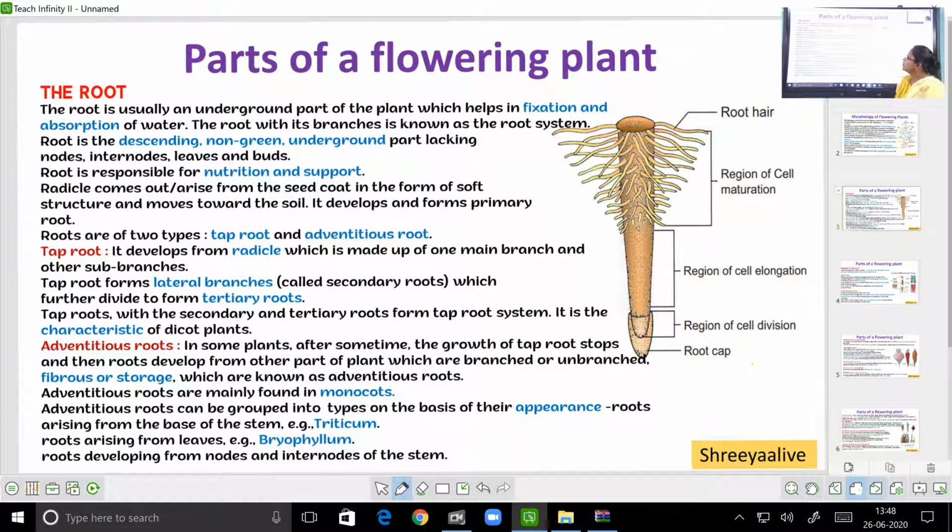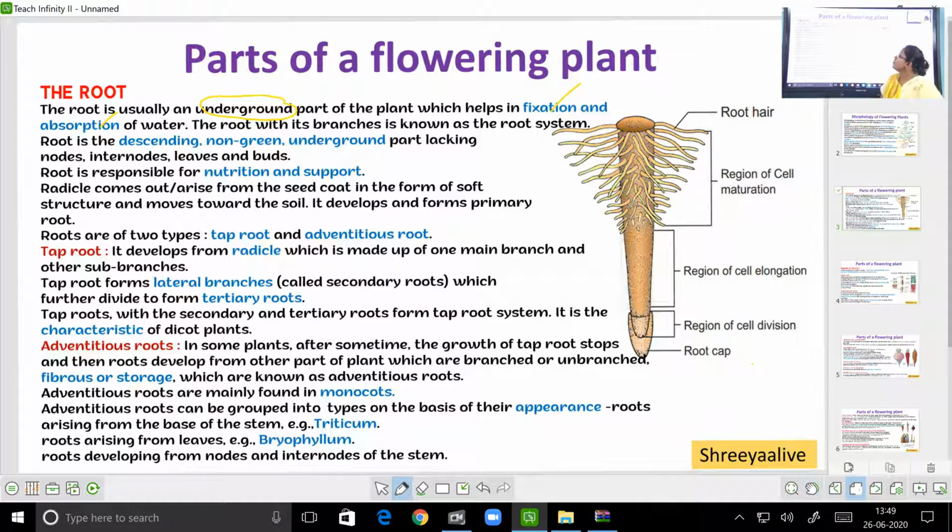Next, we will be starting with the root. Root is usually an underground part of the plant. What is the meaning of underground? Underground means they are present just below the surface of the soil. The two important, prominent functions are fixation and absorption. What is fixation? The plant stands straight just because of the presence of the root, which holds it in its place. That is called fixation or even anchorage.